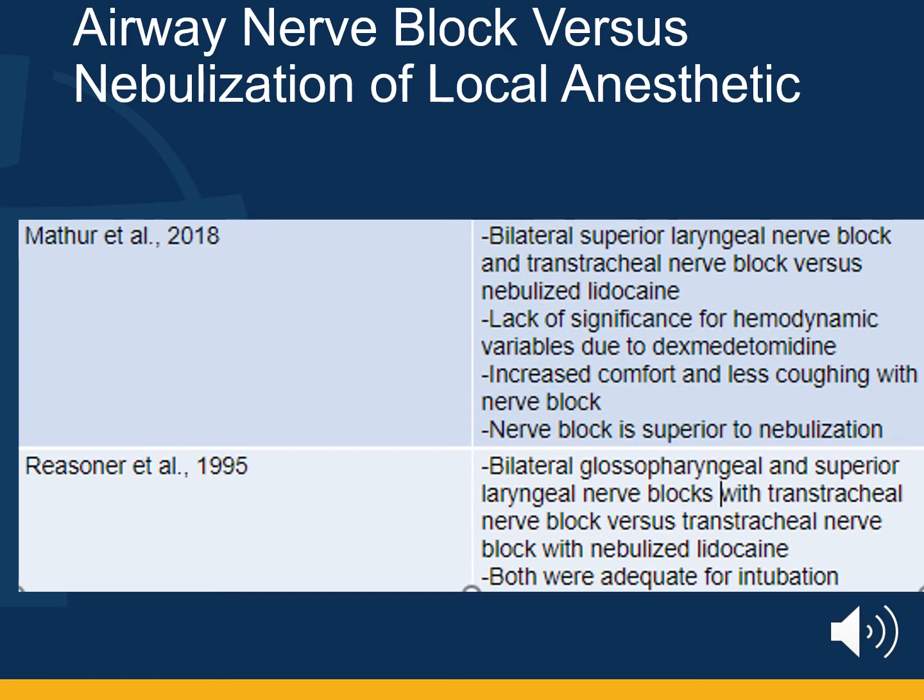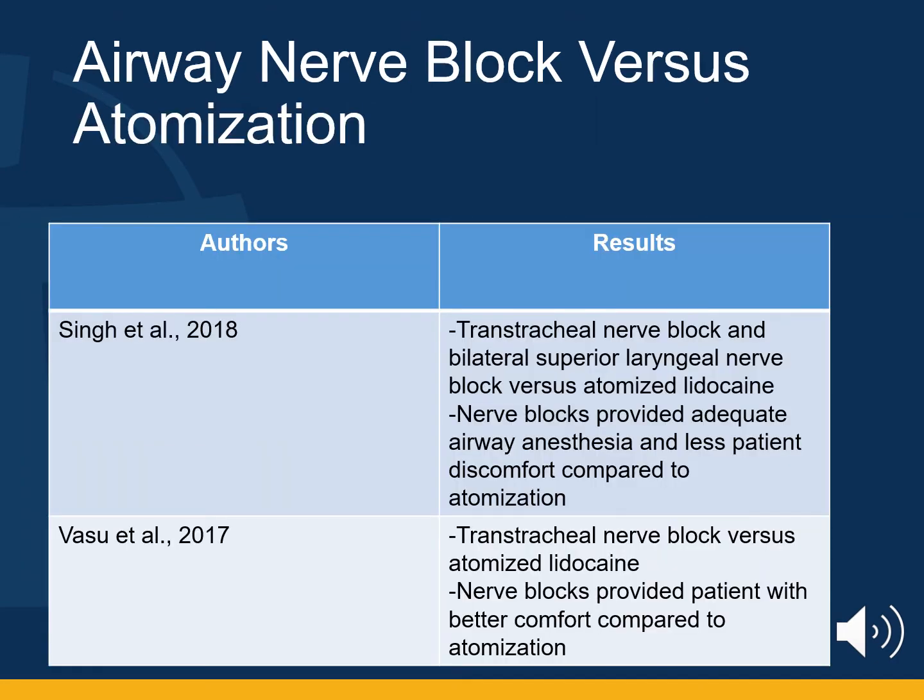And here are the second 2 articles discussed on the previous slide. The airway nerve block versus atomization theme consisted of Singh and Basu. In Singh, transtracheal nerve block and bilateral superior laryngeal nerve block versus atomized lidocaine were studied. In Basu, transtracheal nerve block versus atomized lidocaine were explored. Both studies concluded that regional anesthesia is superior to atomization for airway anesthesia in patients undergoing awake fiberoptic intubation.